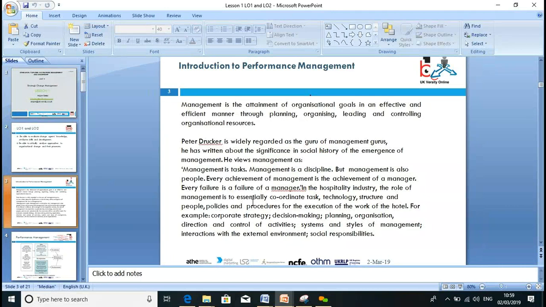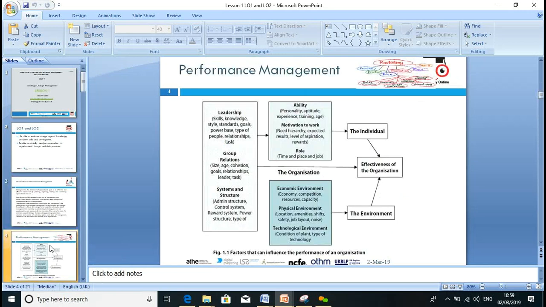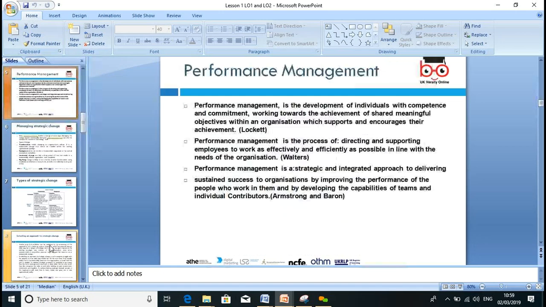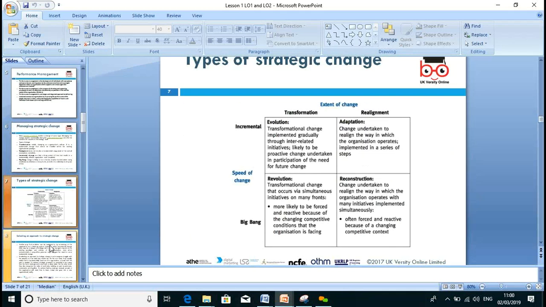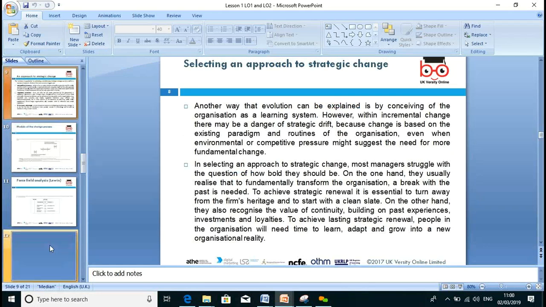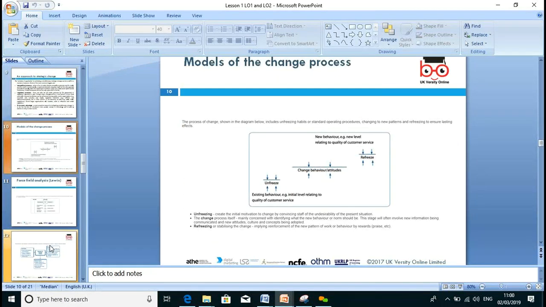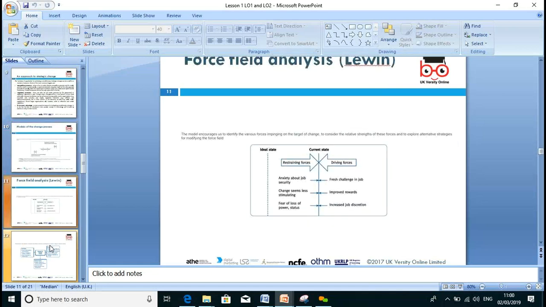We first discussed what management is during our first lesson. I mentioned Peter Drucker. Then we discussed change, basically the purpose behind it: to improve performance in our organization and adopt something new, and how we can implement it. We discussed performance management, strategic change, transformation, realignments, incremental change, and Big Bang change. Then we discussed different models of change.